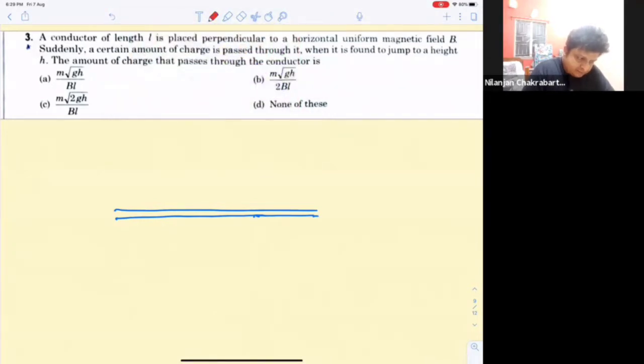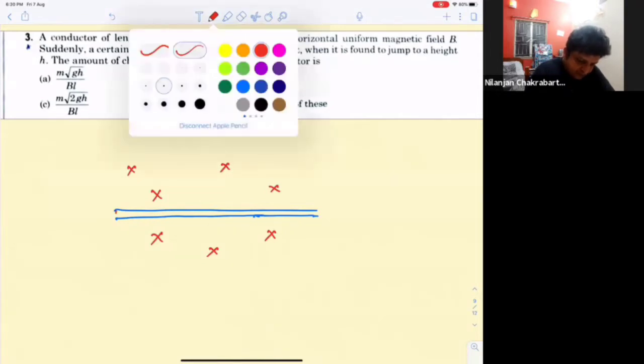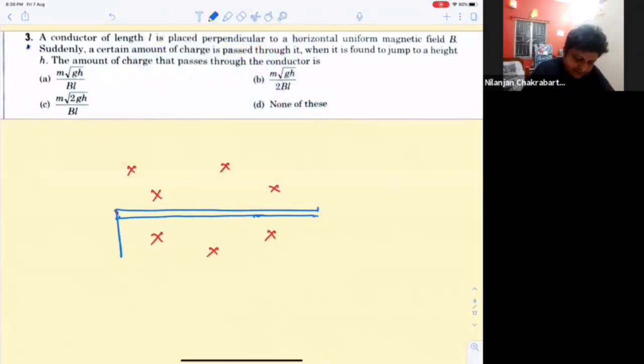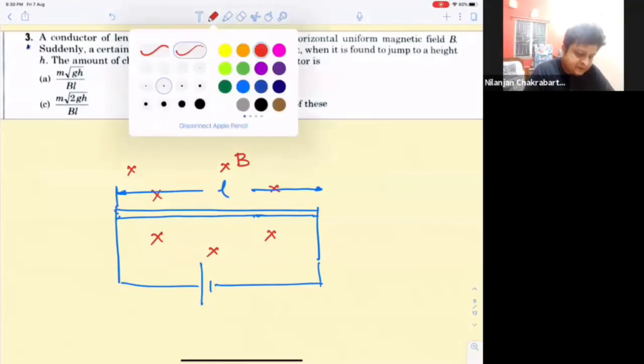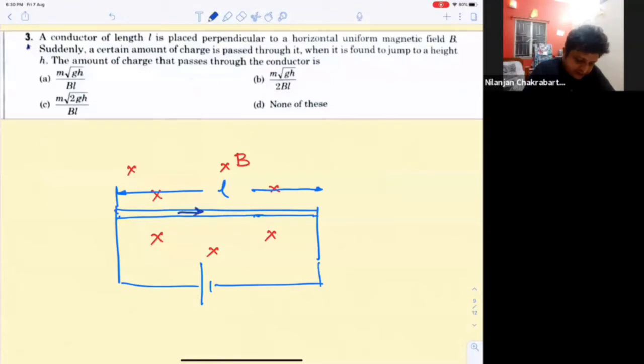So say this is the magnetic field, it has to jump. Okay, so here obviously some connection must be there, some battery which will make the charge pulse flow. However, this is the rod having length L, and this is the magnetic field B. Suddenly a large amount of charge is passed through it. Suppose the large amount of charge be Q.